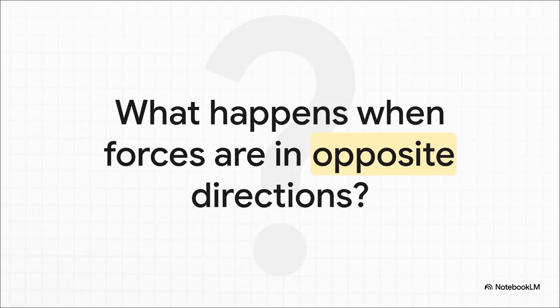So at the end of the day, it all comes down to one thing. Direction matters. A lot. We've seen what happens when forces work together, but that leads to a pretty interesting question, doesn't it? What happens when they work against each other? Like in a game of tug of war. Something to think about.